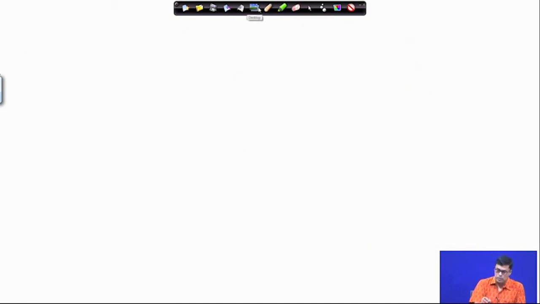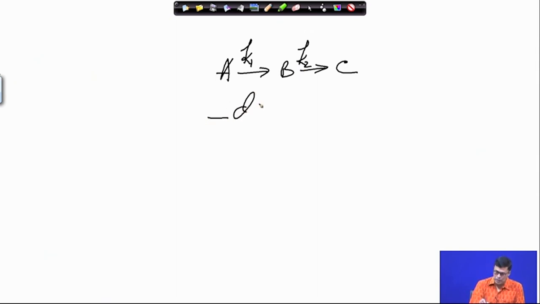Let me consider a very simple chain reaction, that is A to B, B to C. This is irreversible, the simplest chain reaction that we have. Let us assume the rate constant in the first step is K1, and in this step the rate constant is K2. Now if you want to write the rate of substrate degradation, dCa by dt, this will be K1 into Ca, if you consider first order kinetics.